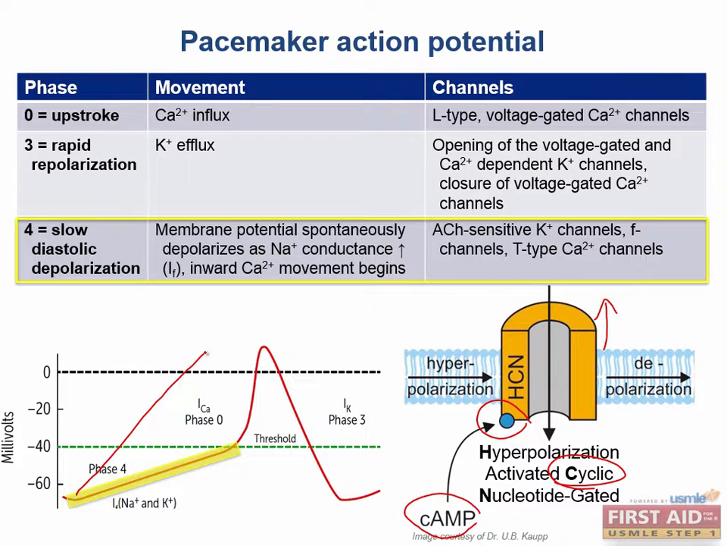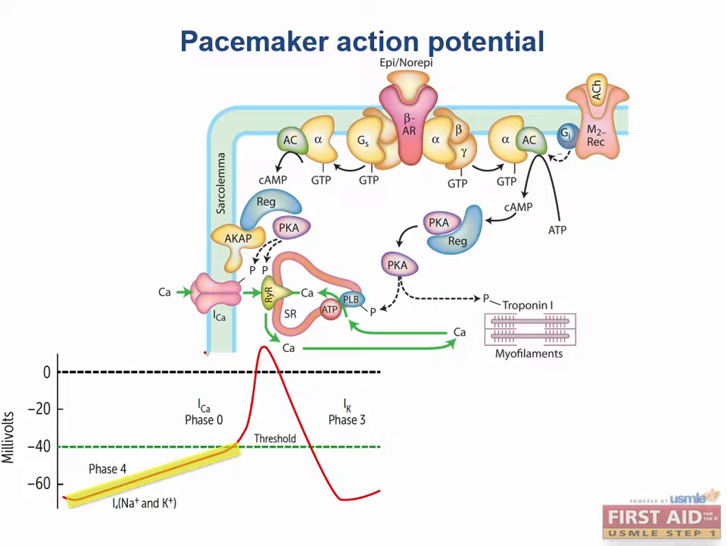This makes a lot of sense, right? Catecholamines increase the amount of available cyclic AMP to increase the frequency at which these funny channels open to allow sodium influx to create faster, more rapid depolarizations to increase the heart rate. So let's make sure we understand this with a quick image to remind ourselves.